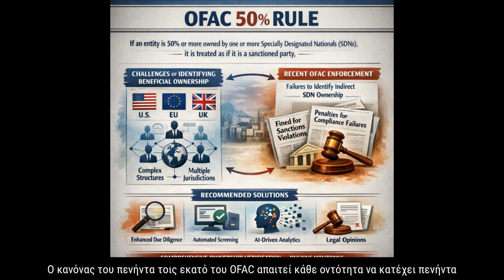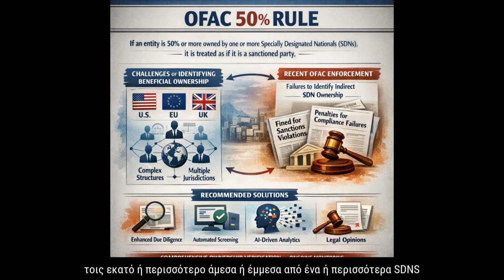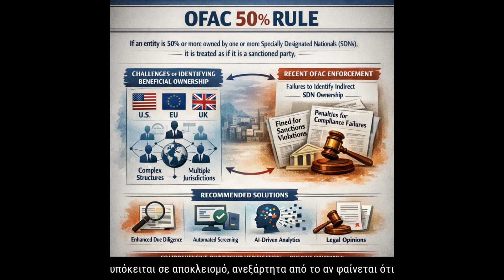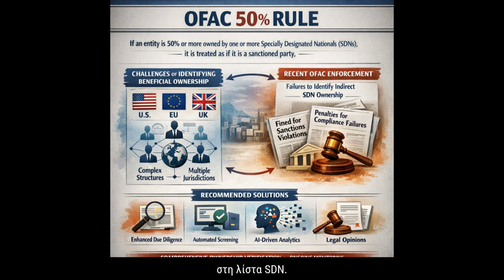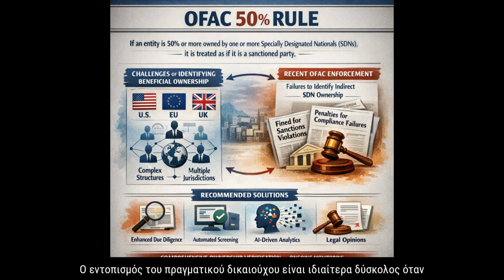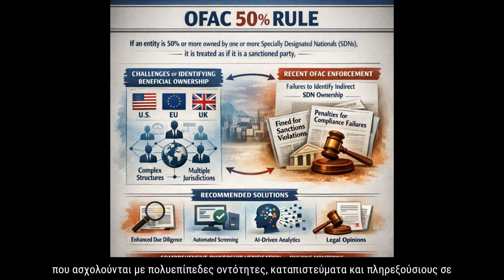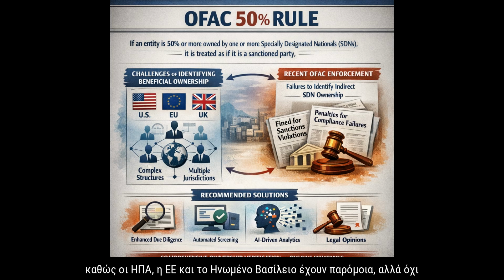The OFAC 50% rule requires that any entity owned 50% or more, directly or indirectly, by one or more SDNs is itself subject to blocking, regardless of whether it appears on the SDN list. Identifying beneficial ownership is especially challenging when dealing with layered entities, trusts, and proxies across multiple jurisdictions, as the US, EU, and UK each have similar but not identical rules regarding ownership thresholds, aggregation, and control.